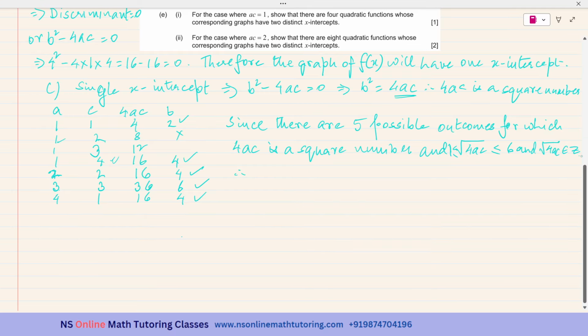Therefore the probability is 5 over 216, since the total number of outcomes is equal to 216. Okay.